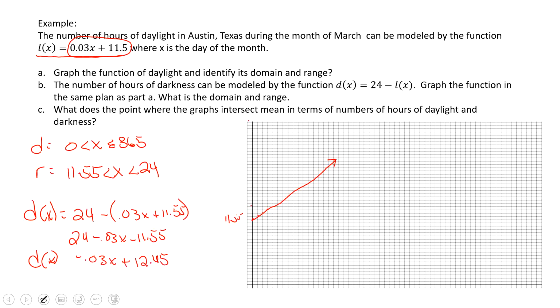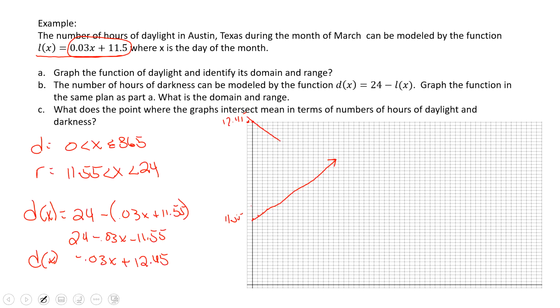Which worked out perfectly. So that's 12.45. That's my y-intercept for my darkness equation. And again, now it's down. Sorry, that's where I want to be. Now it's down 0.03. So this is my equation for that.